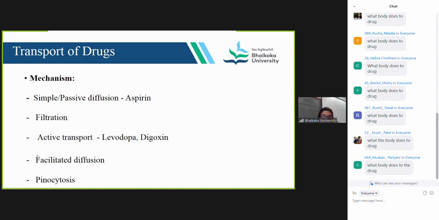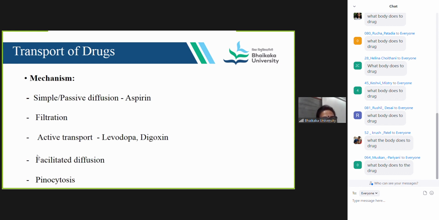Now, what is the mechanism of drugs? How does it pass? It is not the mechanism of the drug itself. It is the mechanism of transport of drugs, because the drug has to be transported via a certain process, and only then will the body act for that drug. So what is that mechanism of transport of drugs?